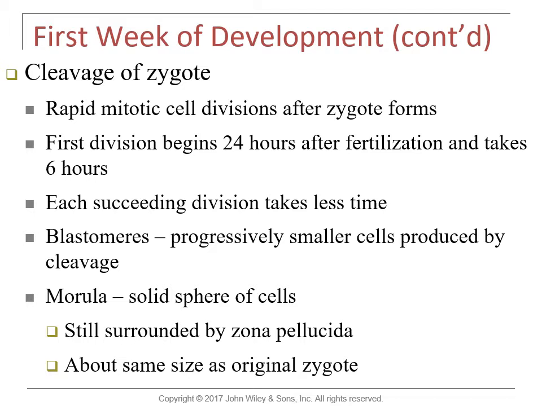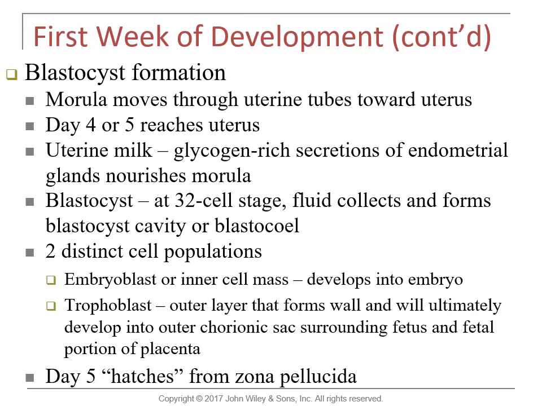The progressively smaller cells produced by cleavage are called blastomeres. The successive cleavages eventually produce a solid sphere of cells called the morula. The morula is still surrounded by the zona pellucida and is about the same size as the original zygote. Next, we have blastocyst formation. By the end of the fourth day, the number of cells in the morula increases as it continues to move through the uterine tube towards the uterine cavity.